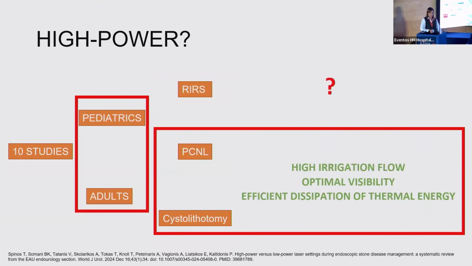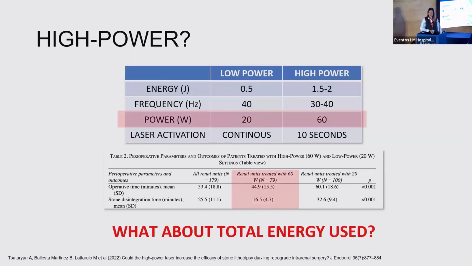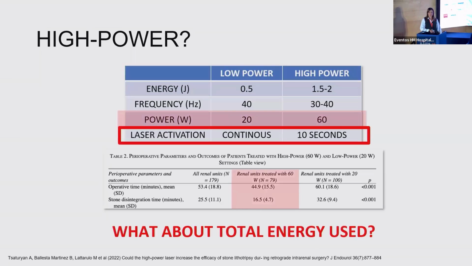But what about retrograde intrarenal surgery? If we look into the details of the studies that were pushing for high power laser settings, you can see here that it's because of a significant reduction in the operative time. But they were using 60 watts in the ureter and in the kidney. What about the total energy used? It would also be interesting to know in this study what the dissipation of the energy was while fragmenting the stones. And also, as Professor Traxler said before, it's important to mention that in the high power settings, they were using burst. The laser activation was in bursts of 10 seconds, while in the low power group it was continuous laser activation.